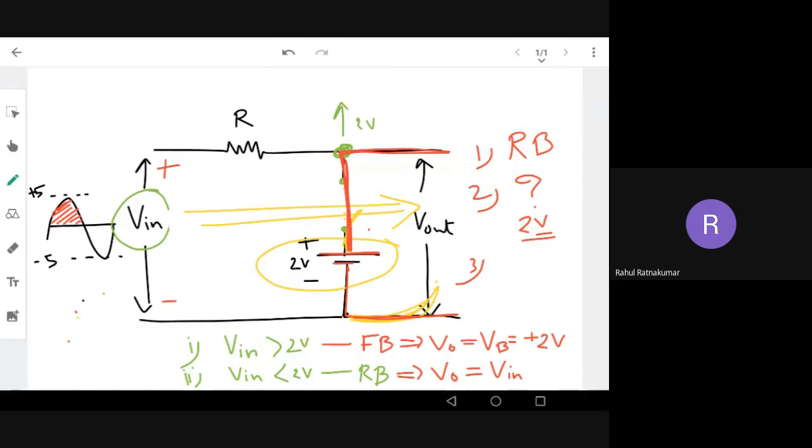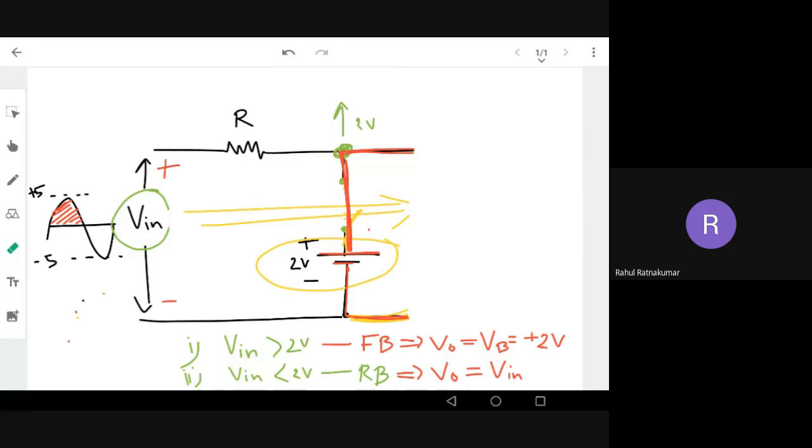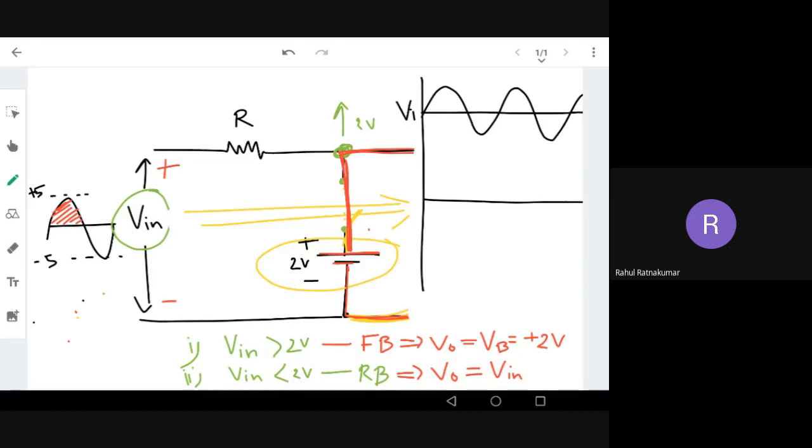Okay, so I'm drawing the graph on the right side. We discussed this yesterday also. So V input, first I'll draw the V input. The best way to draw is like this. This is your input waveform. Now we can draw the output waveform. This is transient with respect to time.